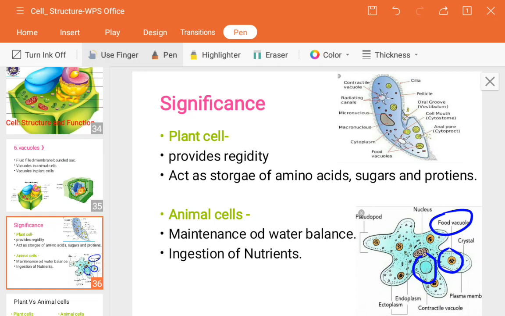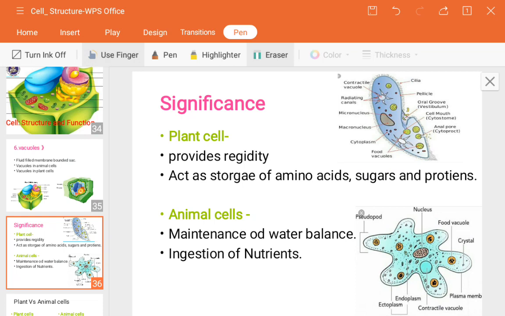So what about the case of paramecium? They also have this type of vacuole, that is the food vacuole plus the contractile vacuole. See here, the contractile vacuole and the food vacuole. So they also have these, or you can also call it a digestive vacuole. These are the types of vacuoles present in animal cells.